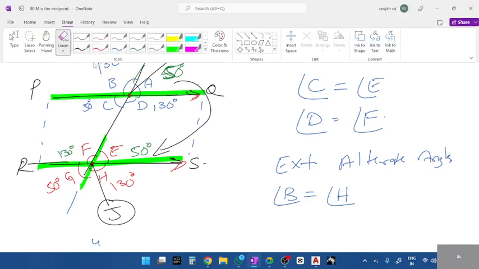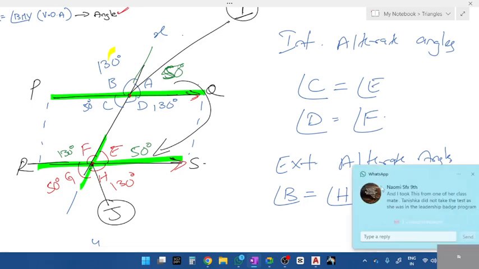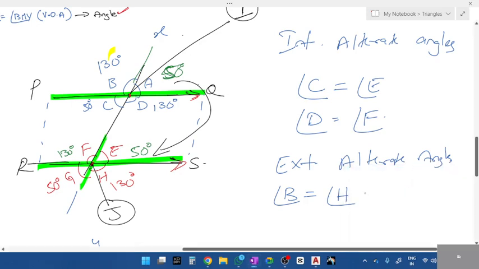Yes. Can you see the values? 130 and 130 degrees. So they are formed outside the parallel lines, and they're equal. What do you call them? Exterior alternate angles. What is the other pair of exterior alternate angles? Angle A and angle. Make a note of this.